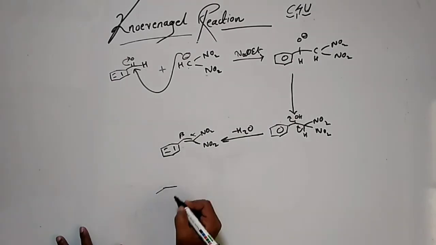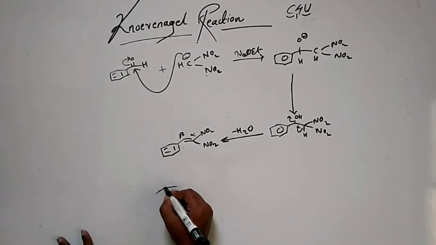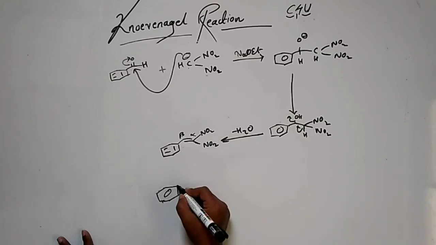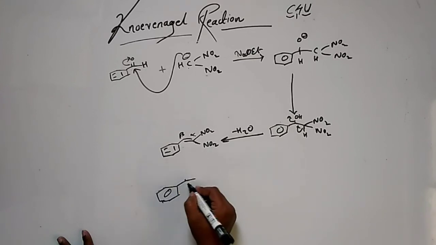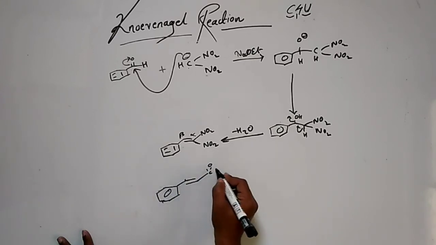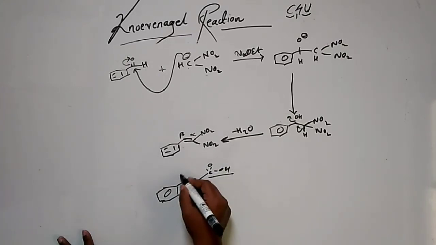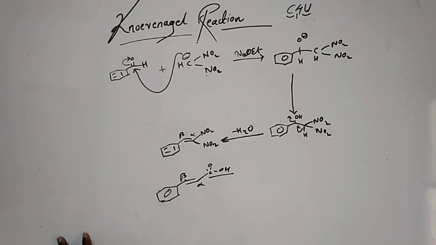In the case of cinnamic acid also, see, we wrote the structure of cinnamic acid. Here is your double bond carbon, then COOH. This is your functional group, this is the alpha carbon, this is the beta carbon. So an alpha beta unsaturated compound is going to be formed in the Knoevenagel reaction.